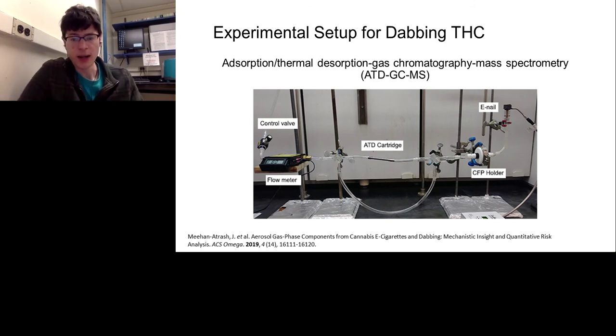And so that ATD cartridge can only handle gases, so you need to filter the aerosol of all the particulates.